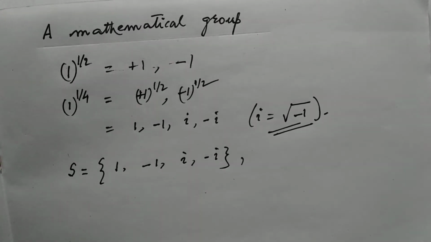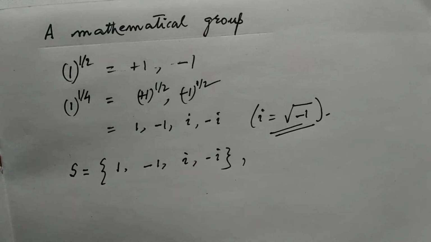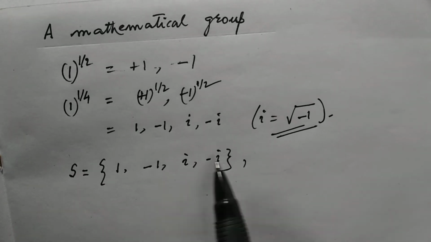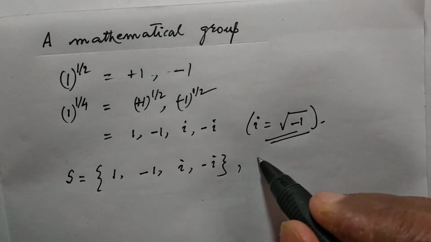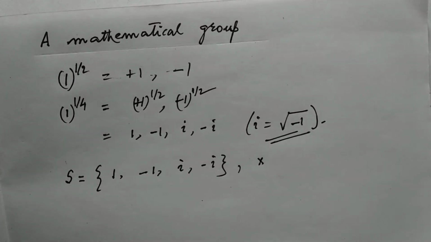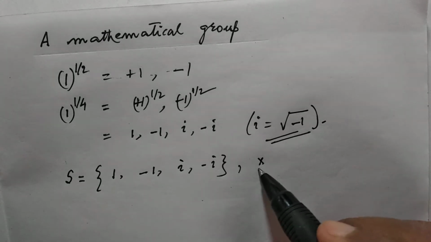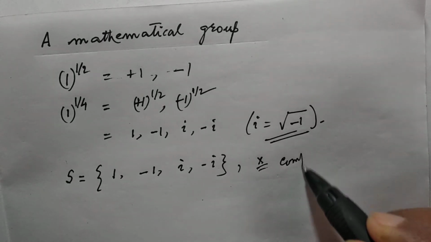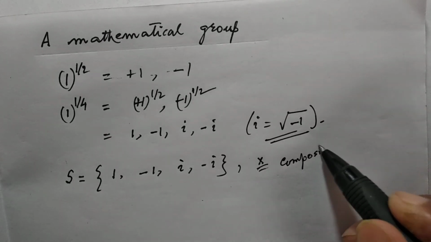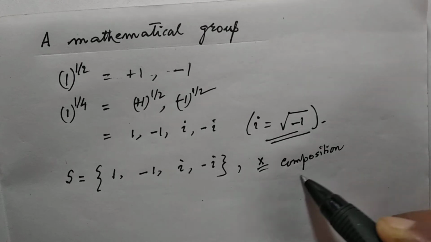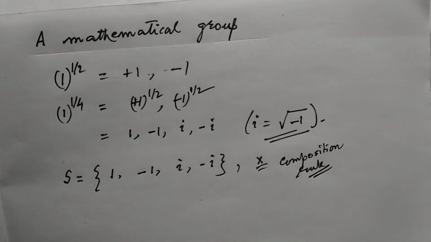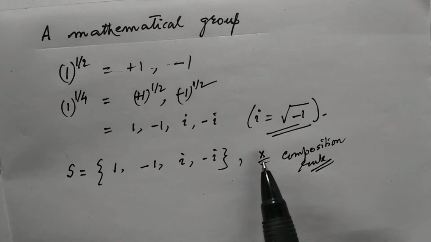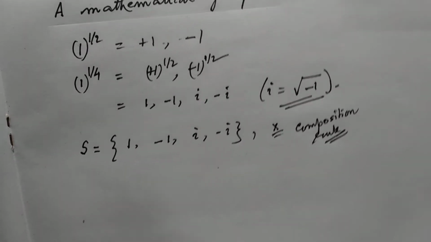And let us consider a rule for combining any two elements of this set. Let that rule be multiplication, just arithmetic multiplication. This is a rule, a composition rule, or a binary operation. A rule for combining any two elements of the set. In this case, we are considering multiplication.